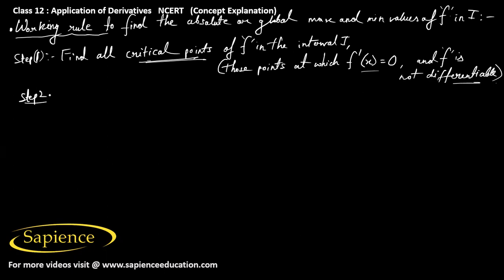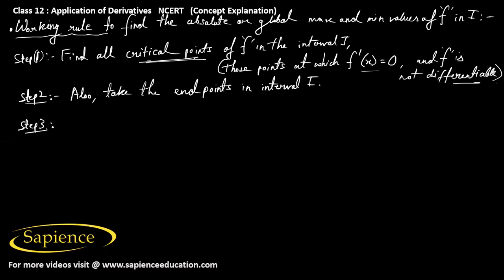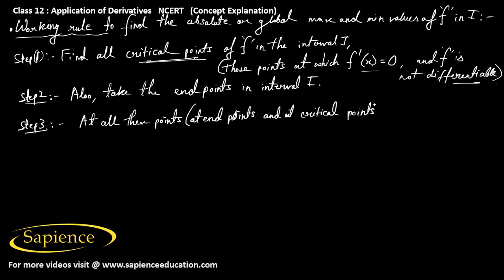And then step 2 is to also take the endpoints in that closed interval I. Step 3 is, at all these points, both at the endpoints and at the critical points, we have to find the values of the function f.